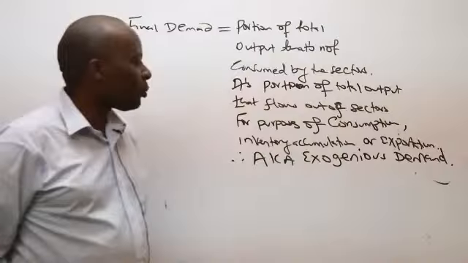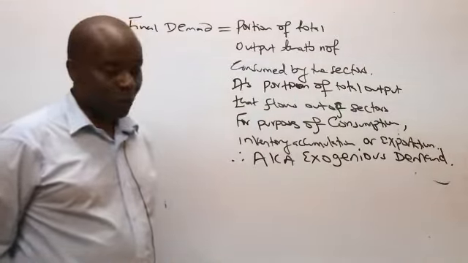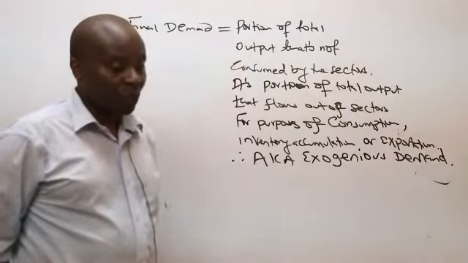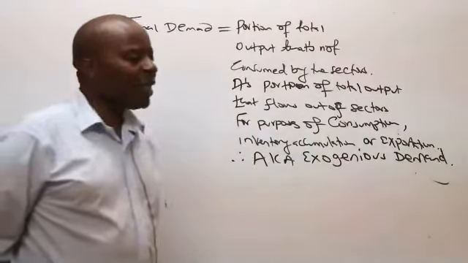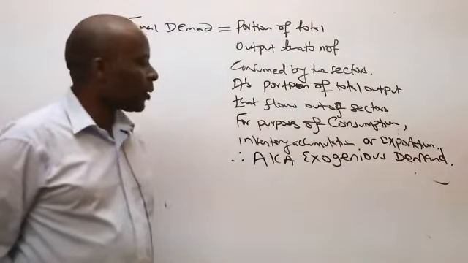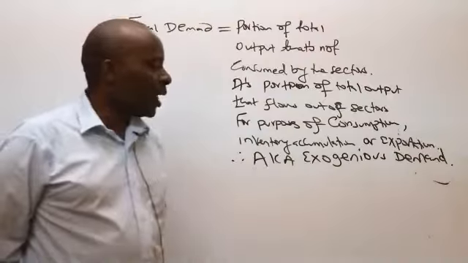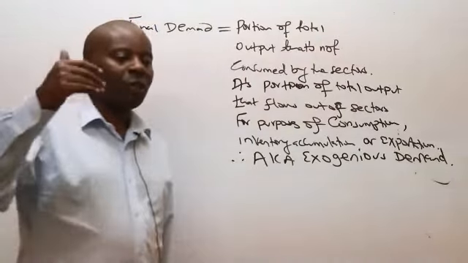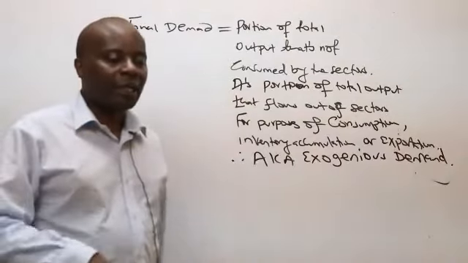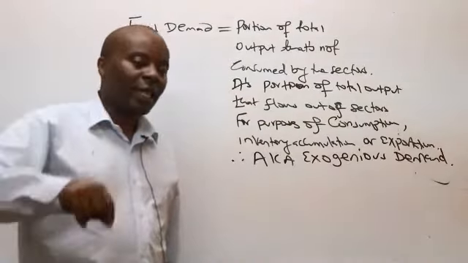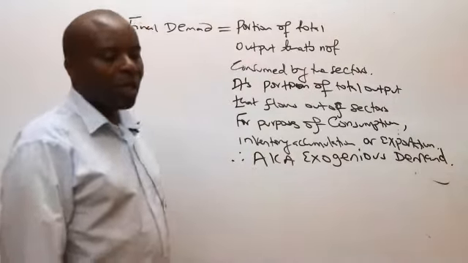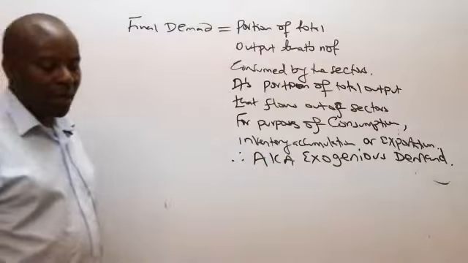It's the portion of total output that flows out of the sectors for purposes of consumption, inventory accumulation, like now what we normally take to Kenya, this KPCU, growers, or what is even exported out of the country. The major thing is that you're not utilizing that inside the sectors again. This is the opposite of what we call intermediate demand.